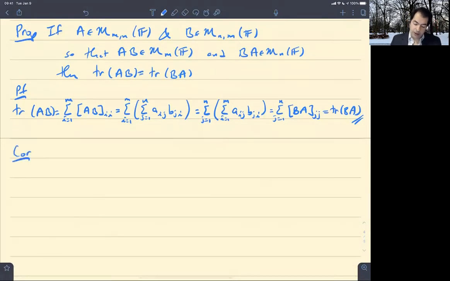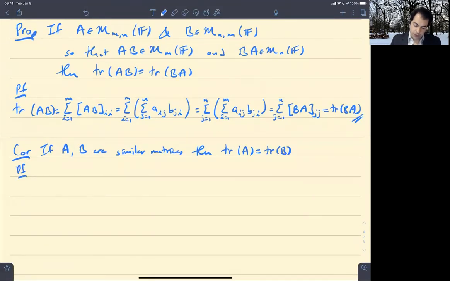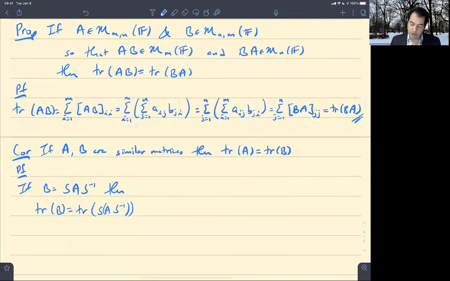But of course, an immediate corollary of this is that if A and B are similar matrices, then the trace of A is equal to the trace of B. Right, and the proof, of course, is easy. So if B is equal to SAS inverse, then the trace of B is equal to the trace of SAS inverse, which I'm going to view as S times (A S inverse). And then by the property of the trace from the proposition, I can change the order of the product without changing the trace. But now A times S inverse times S is just A.